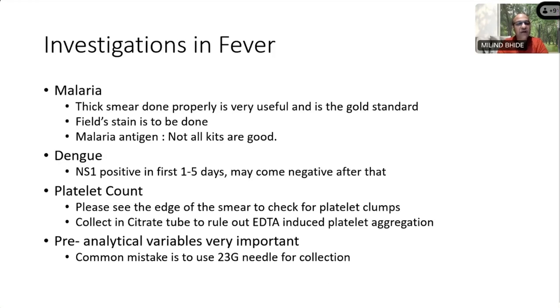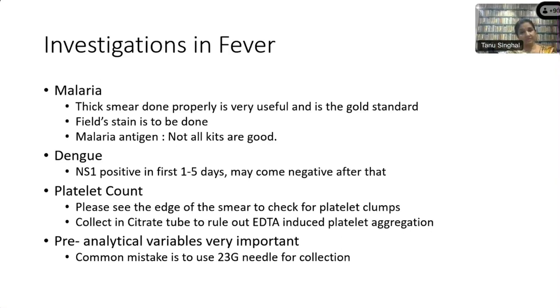Platelet count is often done during dengue and even in malaria. We have to always remember, before we report a low platelet count, to look at the entire smear, because it is possible that the smear has a lot of platelet clumps and the counter has given a falsely low count because of these clumps. And we may report a very low count when actually the platelets may be adequate, with huge clumps sitting in the periphery of the smear.